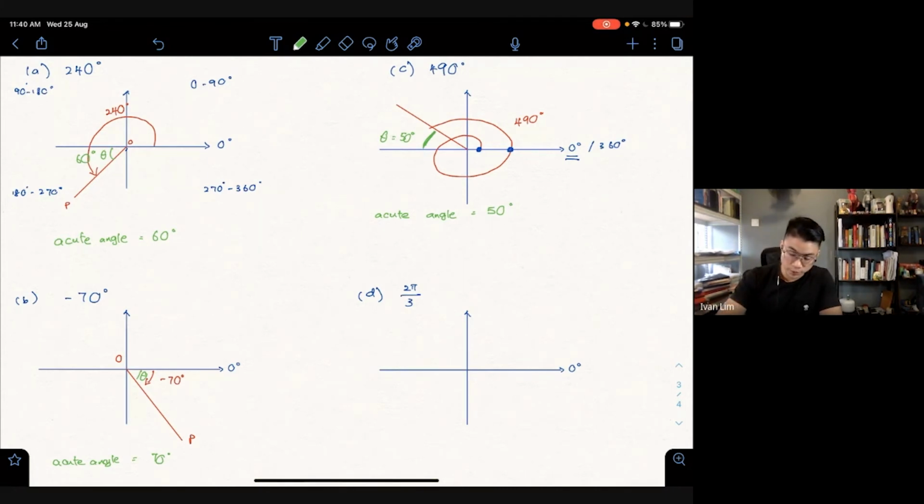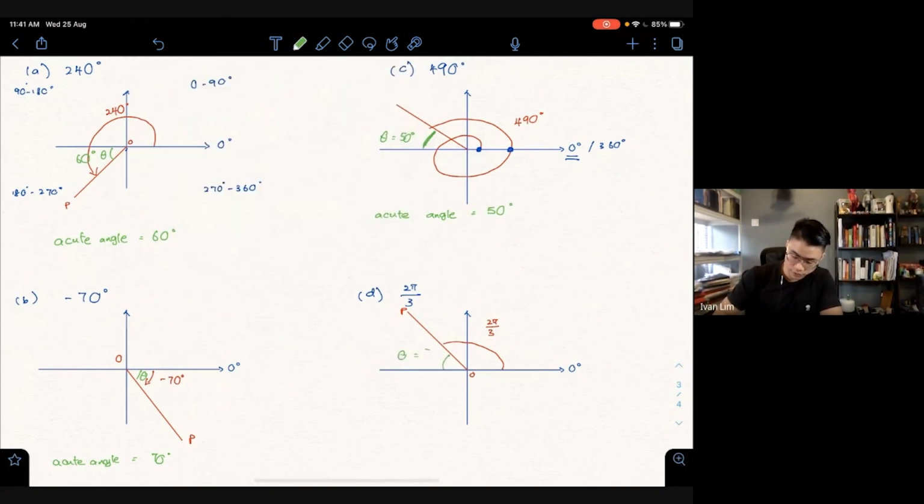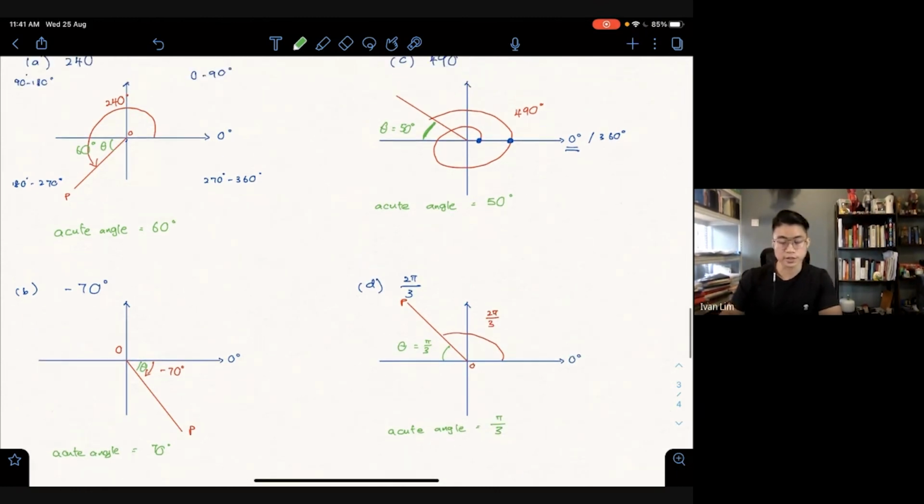So 120 degrees, where would it be? It will be from here all the way to here. So over here, this is my OP. This red angle will be 2 pi over 3, which is 120 degrees. My theta here will be pi over 3. This is in radian mode. If you feel that you cannot calculate in radian mode, it would be helpful to change it back to degree mode first. But your final answer needs to be presented in radian mode if they ask you to calculate in radian mode.